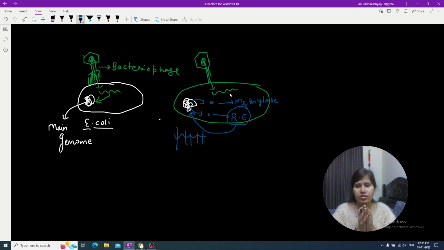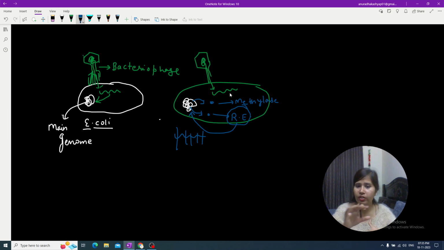The recognition sequence is basically 6 to 8 base pairs, right? 6 to 8 base pairs. This is the recognition sequence. And now restriction endonuclease finds this recognition sequence and makes a cut at a specific site, that is the restriction site, within the recognition sequence. I hope this is clear. It scans all over the DNA.